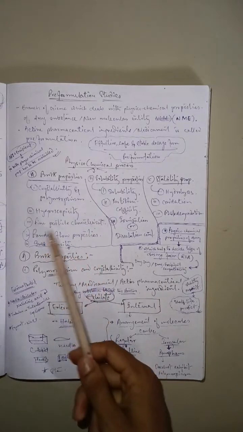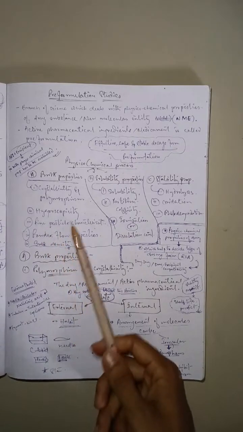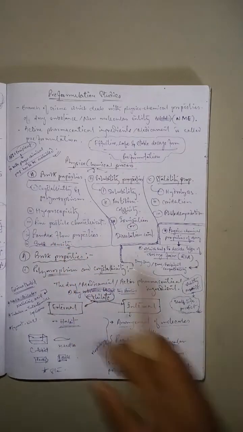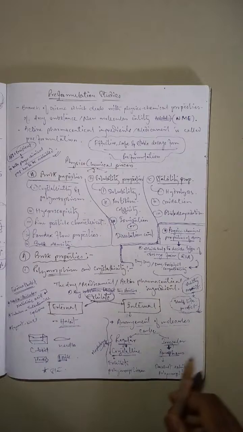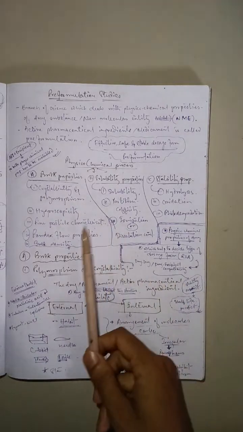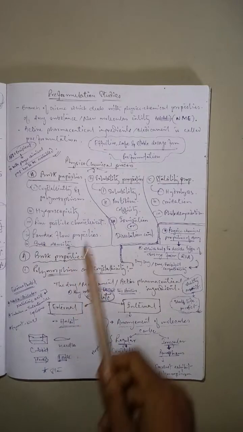So when you decrease the size and it becomes a fine particle, what will happen? The surface area will definitely increase. When the surface area increases, it will show its physical character more, because physical character is directly proportional to surface area. Next, powder flow properties and bulk density. So these all are about bulk properties.